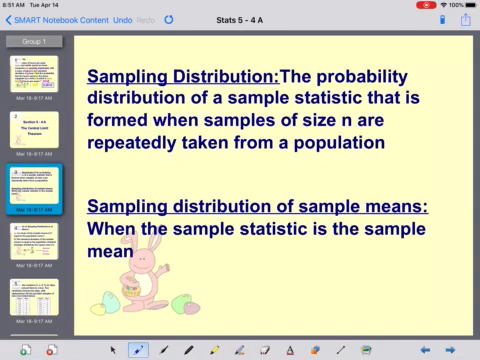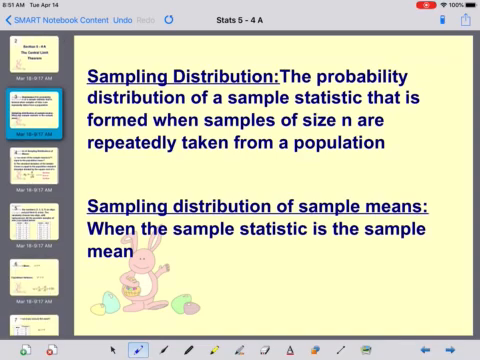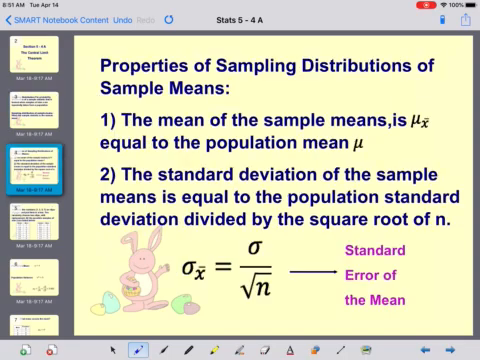For the central limit theorem, I don't think you really need to know any of this. So just kind of skip through that. You can read through it if you want, but it's not super important. This is what we're going to focus on mainly.